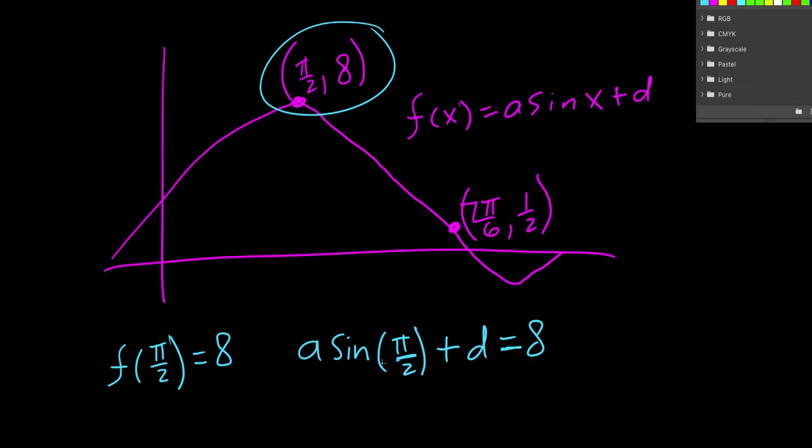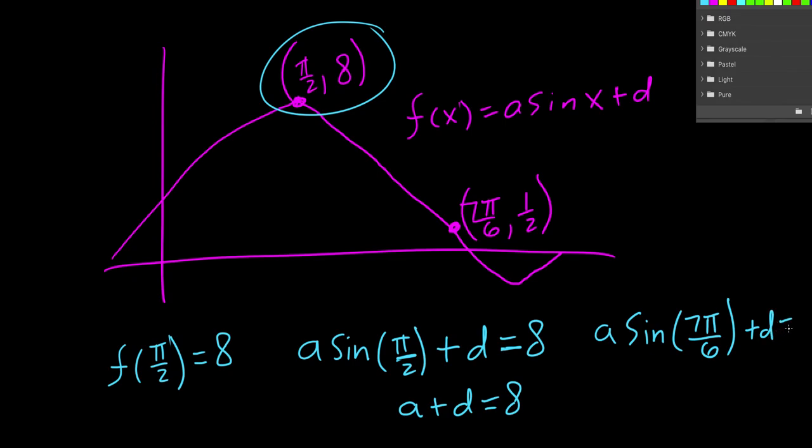and sine of pi halves, if we use our unit circle or even just a calculator, is just 1, and so that simplifies to a plus d equals 8. Okay, so we have that. Now we're going to use the other point and do the same thing. So we're basically just going to say a sine of 7 pi over 6 plus d equals 1/2. And if we use the unit circle or a calculator, we see that that goes to negative 1/2. So it's negative 1/2 a plus d equals 1/2.